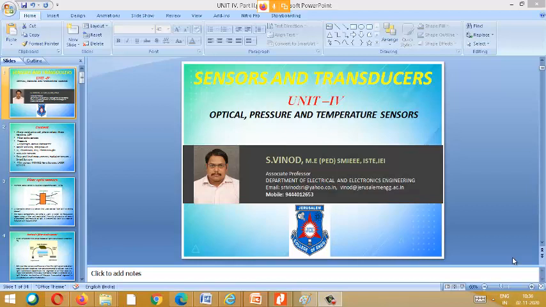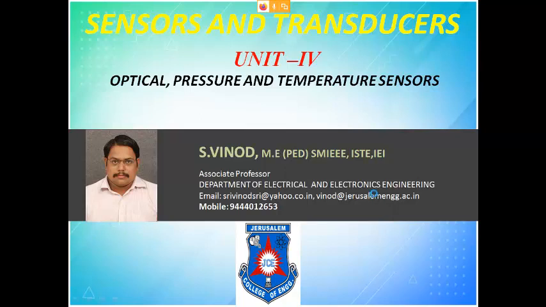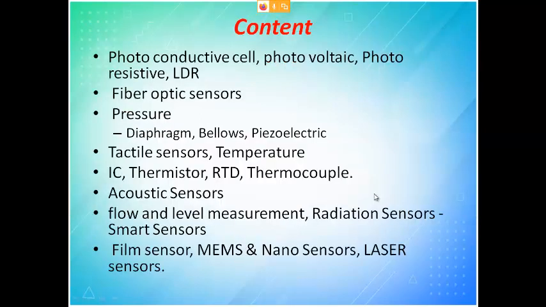Very good morning. So we are discussing unit number 4. In last class we discussed photoconductive and photovoltaic. I think I told in last class itself, in the syllabus they are confusing. Photoconductive is the same as photoresistive and the same as LDR. All are the same.